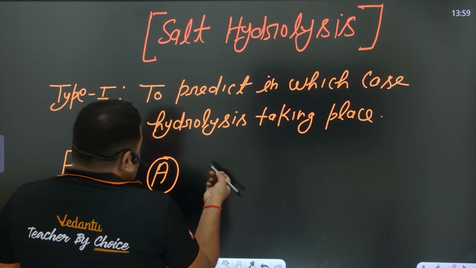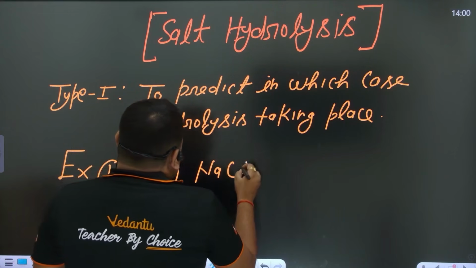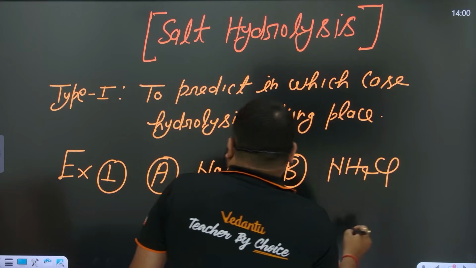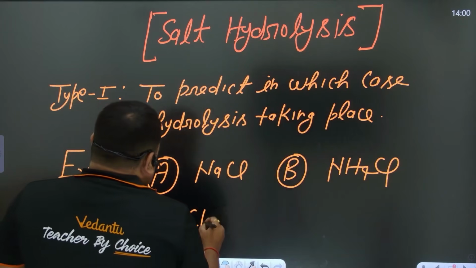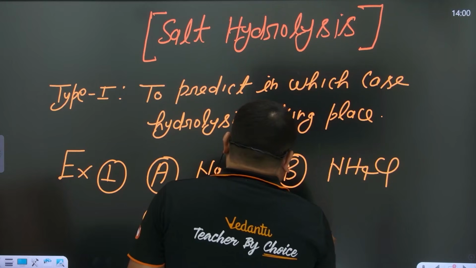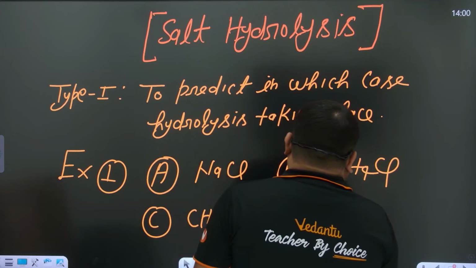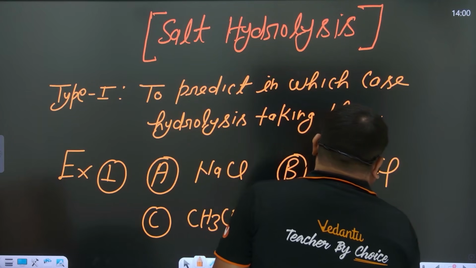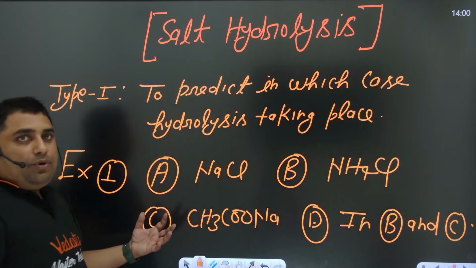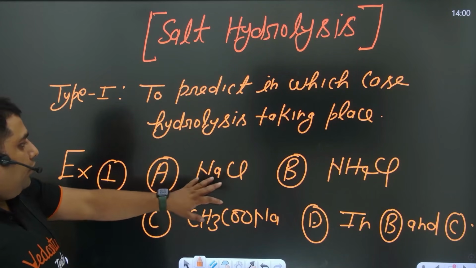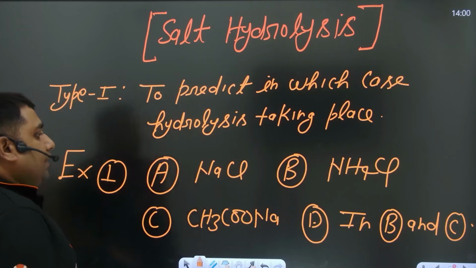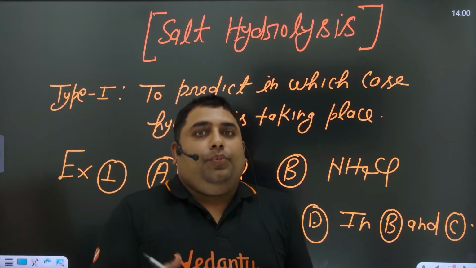Option A is NaCl. Option B is NH4Cl, and option C is CH3COONa. Now option D is both B and C, right? So for example, this type of question is given to you. These 4 options are given, and they ask in which salt hydrolysis is taking place. Then how to approach this type of question?